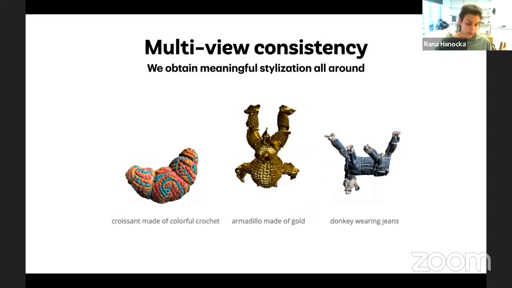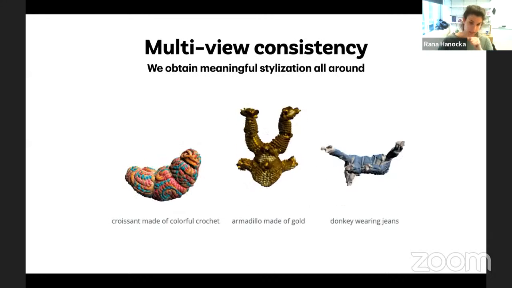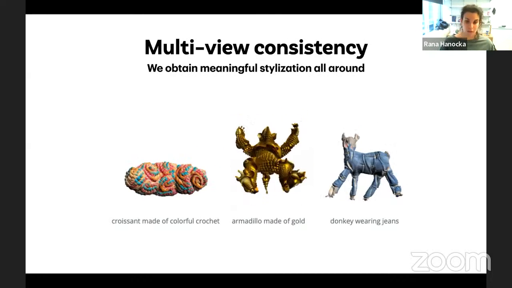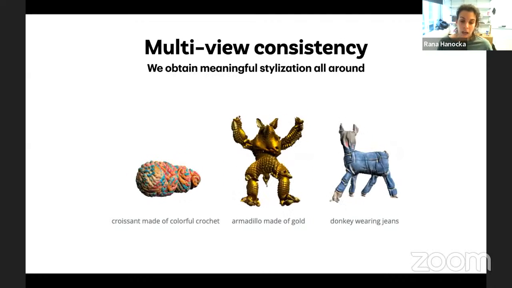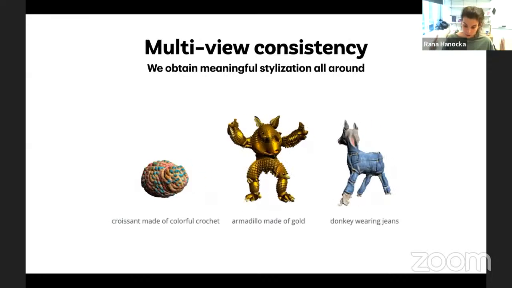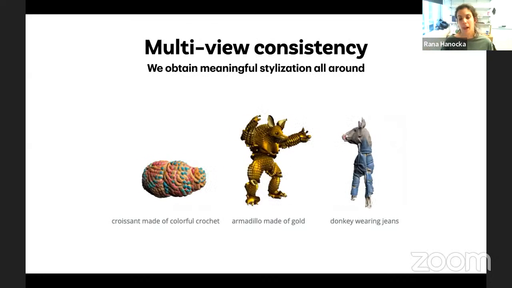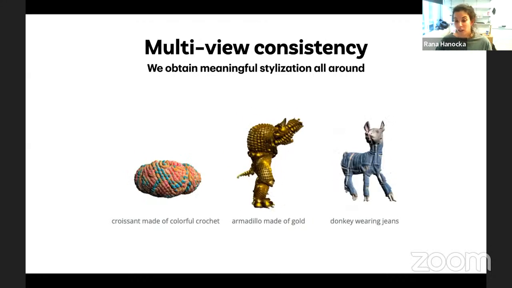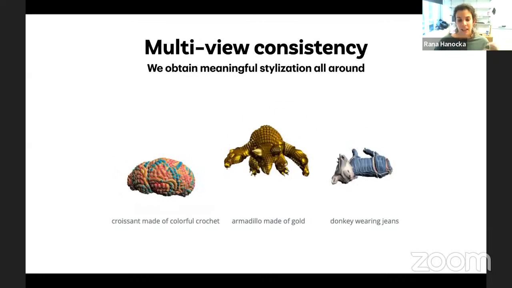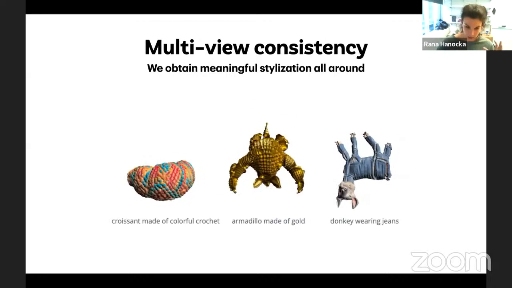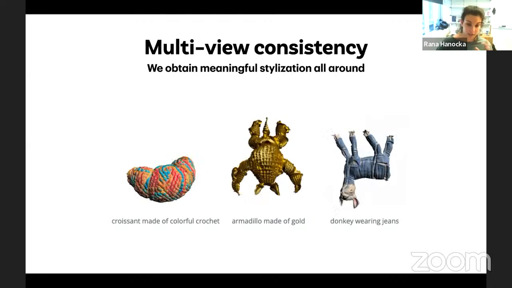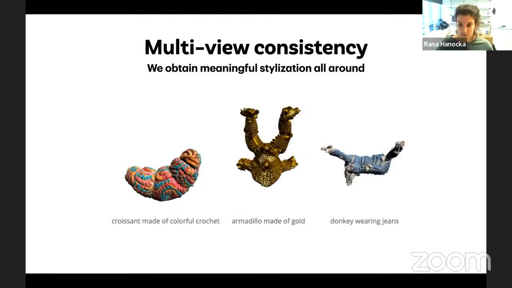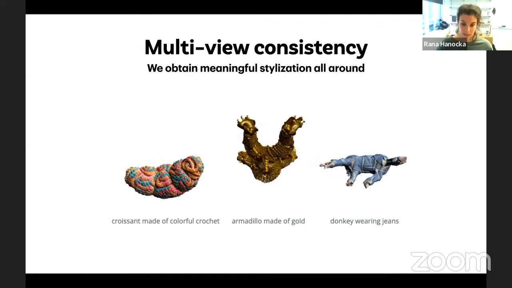And we don't just get the stylization around the anchor view, because we are sampling around that point. So we're getting multiple images all around the shape, just with a lower probability. That biases the results towards one main anchor view, but at the end of the day, we still get this meaningful stylization over the whole shape. In particular, the donkey wearing jeans is interesting because he has some global semantics, right? His feet are a different color than his body, and his head is a different color. So there's some global semantics going on there.